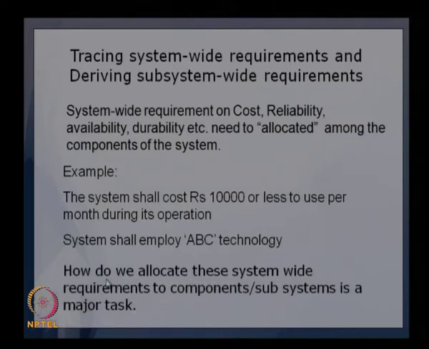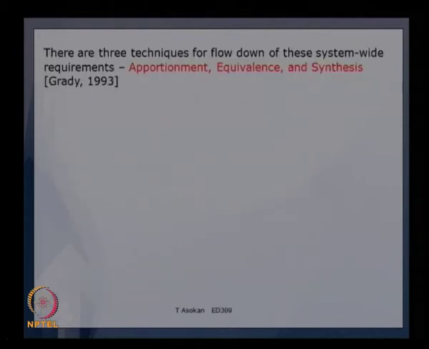So, the question here is how do we allocate these system wide requirements to components or subsystems. That is one of the important tasks in allocation architecture. We need to allocate these system wide requirements to corresponding components. So, how do we do this? There are different ways of doing this.